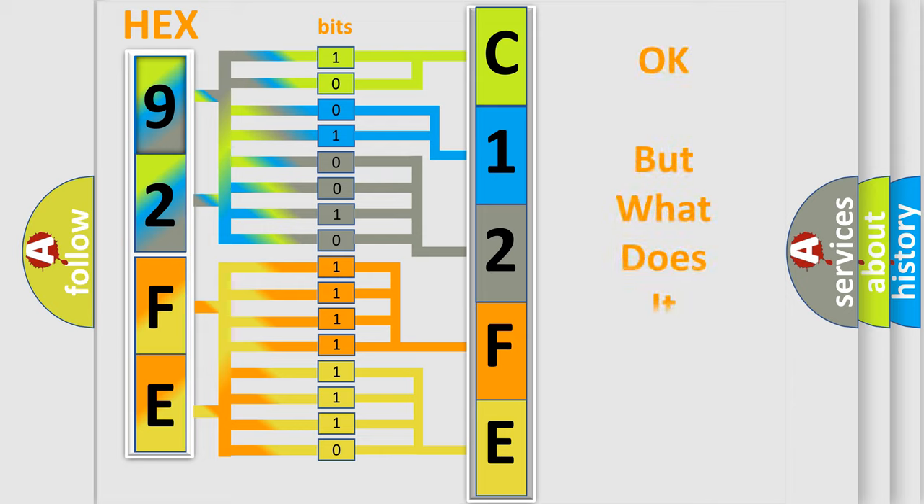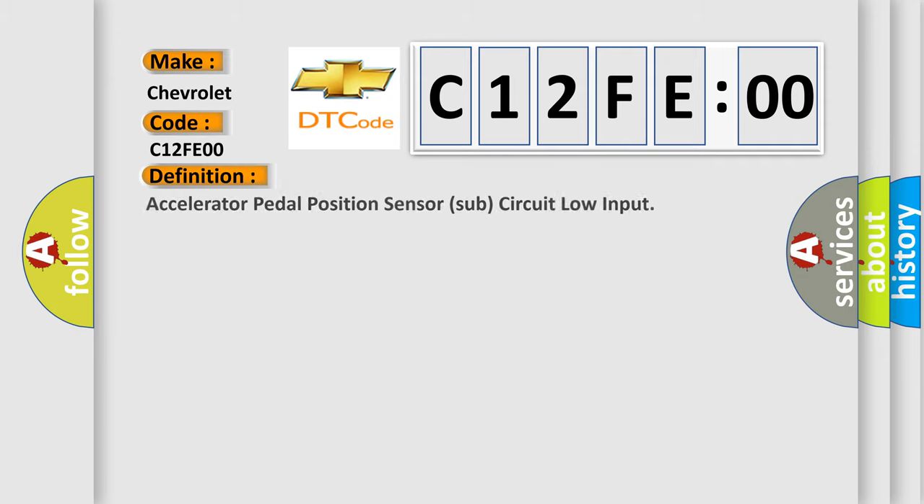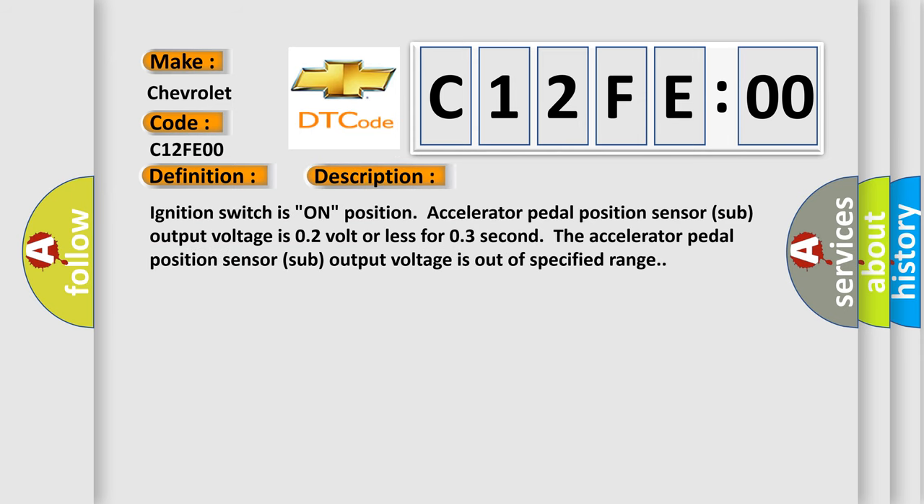The number itself does not make sense to us if we cannot assign information to what it actually expresses. So, what does the diagnostic trouble code C12FE-00 interpret specifically for Chevrolet? The basic definition is accelerator pedal position sensor sub-circuit low input. And now this is a short description of this DTC code. Ignition switch is on, accelerator pedal position sensor sub-output voltage is 0.2 volt or less for 0.3 second. The accelerator pedal position sensor sub-output voltage is out of specified range.